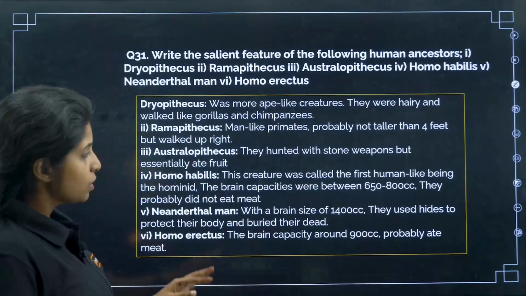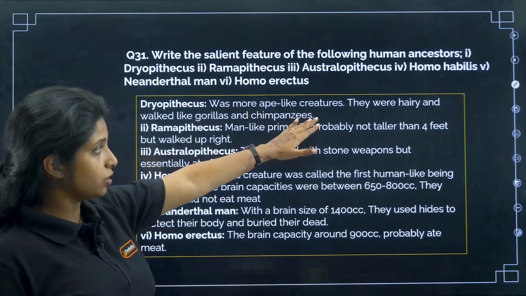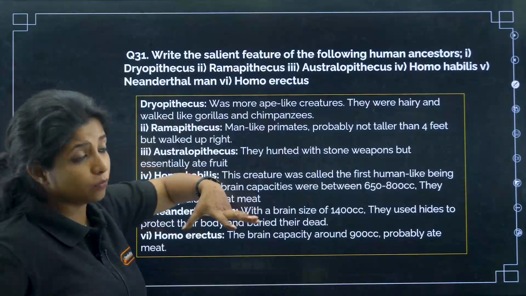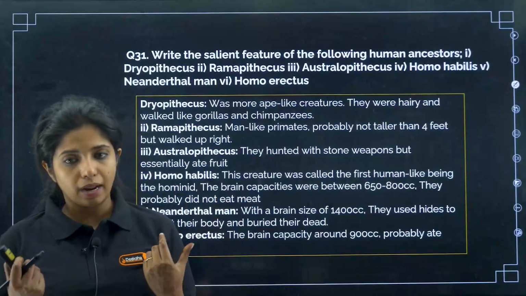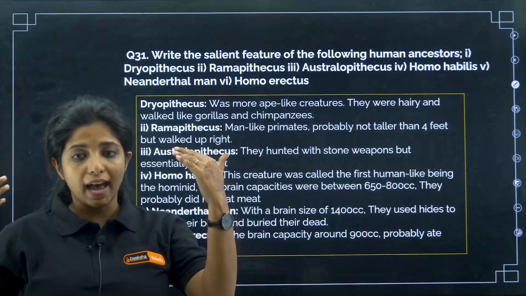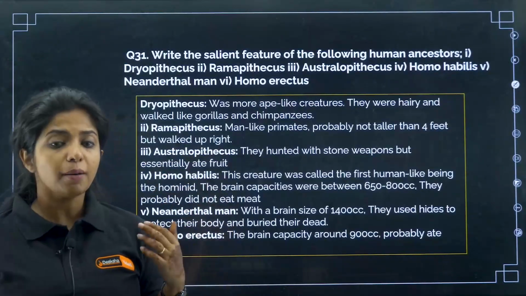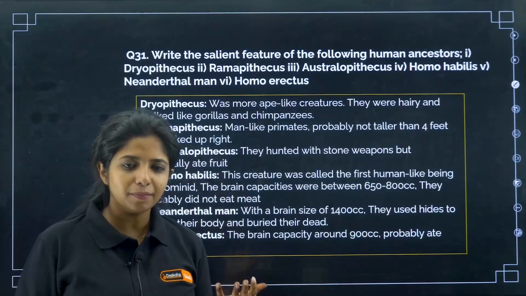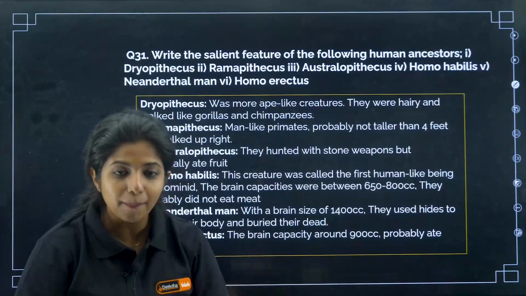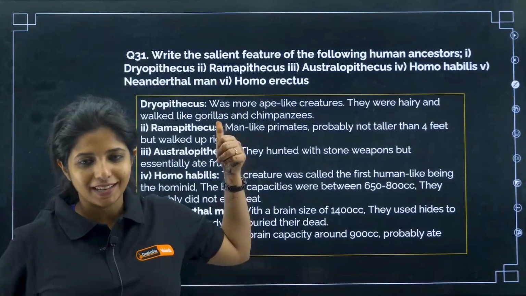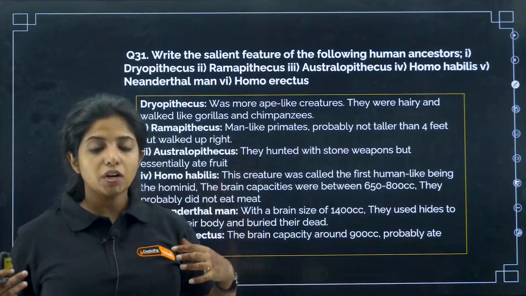Let's read about it. So Dryopithecus was more of an ape-like creature. They were hairy, they walked like gorillas and chimpanzees. Whereas Ramapithecus were man-like primates, probably not taller than 4 feet, but walked upright. So not entirely upright, but yes. Okay, they didn't walk like this, but they were slowly better than the gorillas and chimpanzees. And they were not taller than 4 feet.